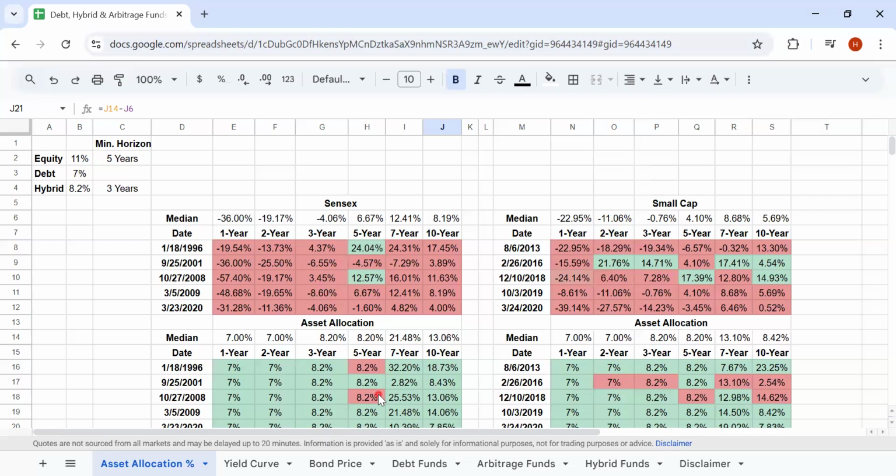Now let's look at the various other asset classes which would be necessary for this specific asset allocation. Let's begin with the yield curve.